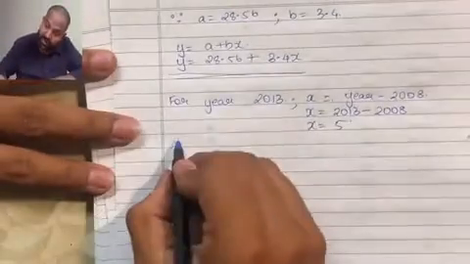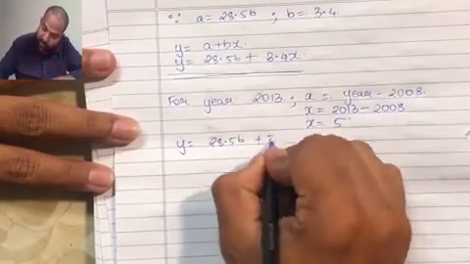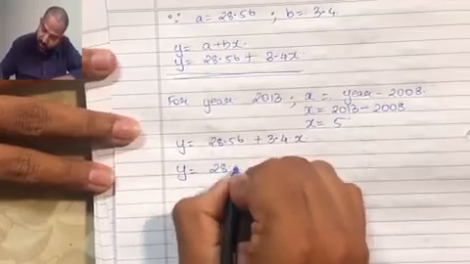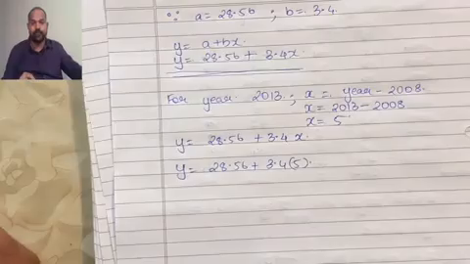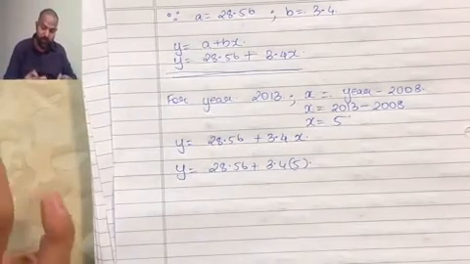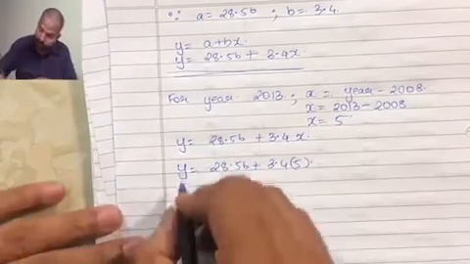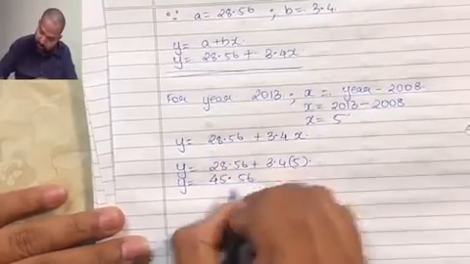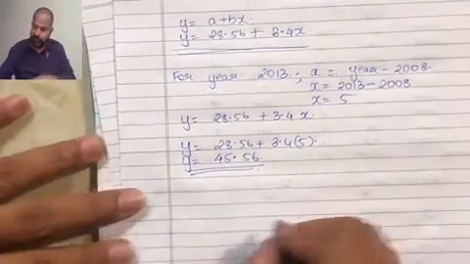When I substitute that into my equation, y is equal to 28.56 plus 3.4x, y is equal to 28.56 plus 3.4 into 5. I'm going to finish it off in the calculator. 3.4 into 5 plus 28.56 is a total of y is equal to 45.56.